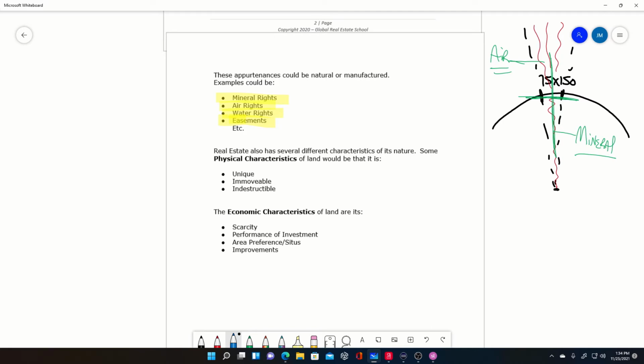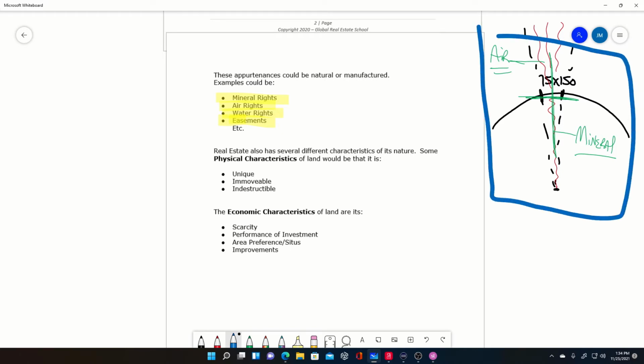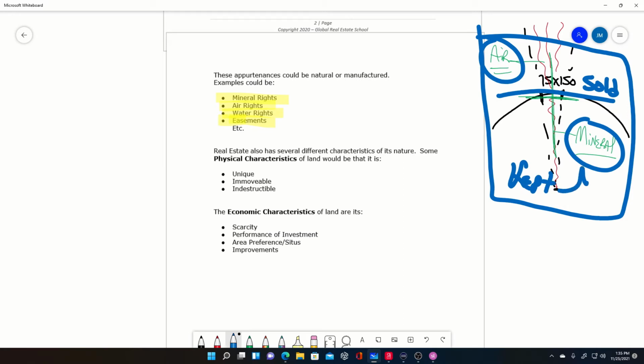I live close to a place that was called St. Joe Minerals, and they mined for lead, and St. Joe Minerals actually purchased all of the property. So they owned all of the air rights, and they owned all of the mineral rights, and they owned all of the surface rights. Well, when they came in to mine, they actually sold everything above, but they kept the mineral rights.